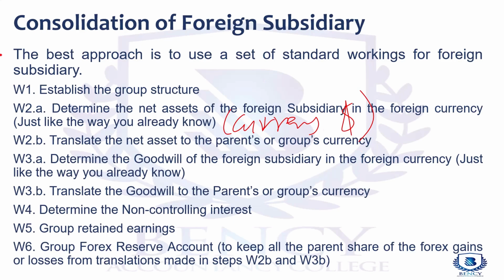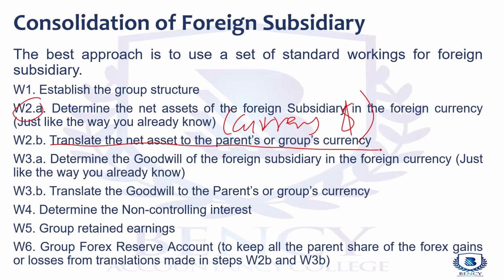So we will separate it. So we have workings 2A, we'll present it in the currency of the foreign subsidiary. Then our workings 2B, whatever we have computed in our workings 2A, we will translate it to the parent currency, and any forex gain or loss on translation will be shared among the owners of the subsidiary.